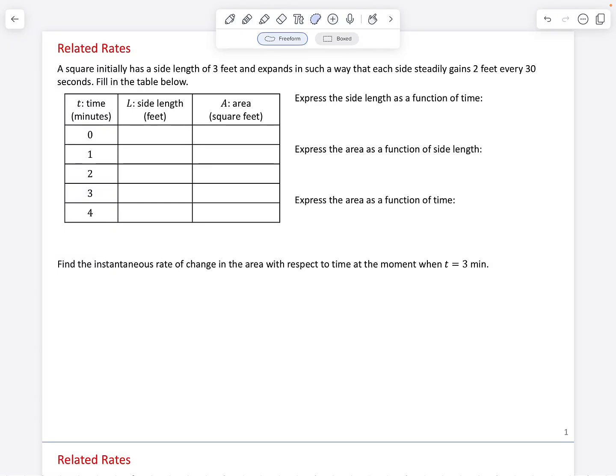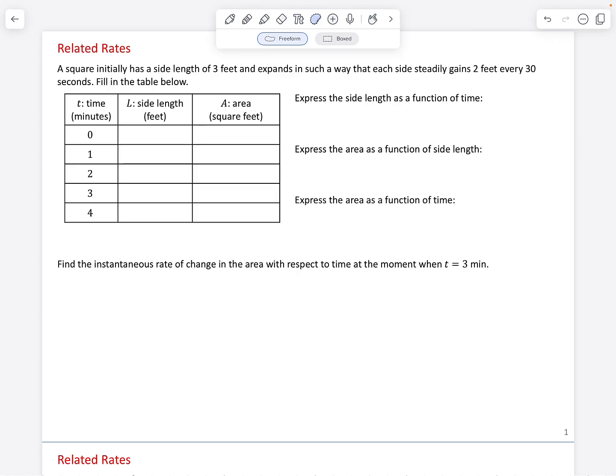Hello, calculus students. This lesson is on related rates. It's the idea that in certain relationships between two or more quantities, if one quantity is changing at a certain rate, how does that affect the changes in the other quantity? We'll begin exploring this idea with this first page.